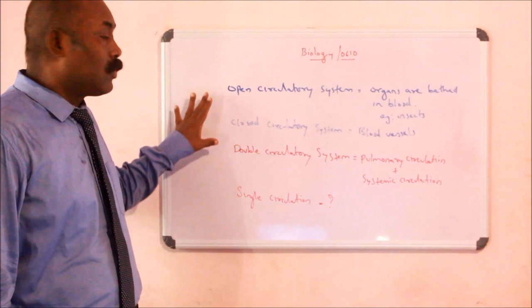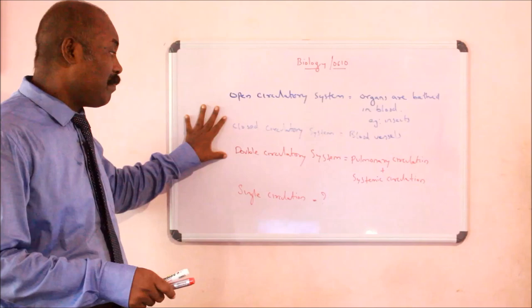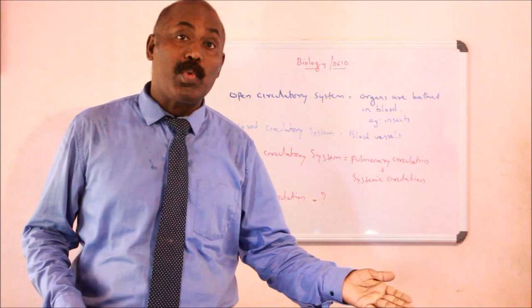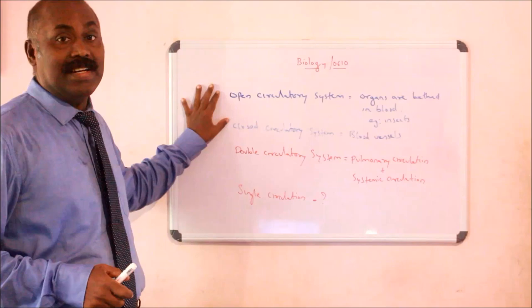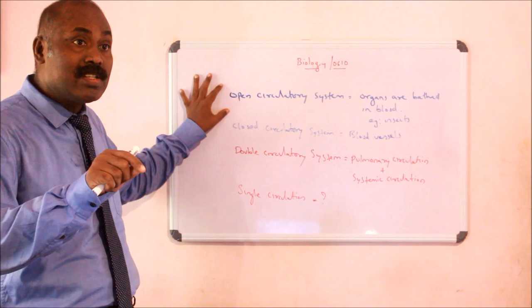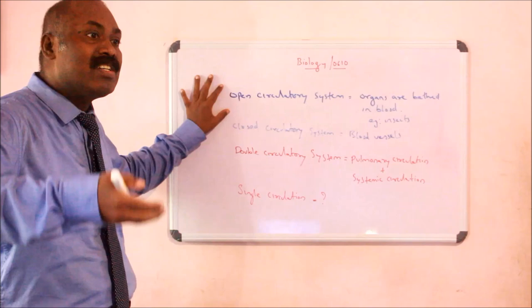So now we know what is meant by open circulatory system, closed circulatory system, double circulatory system. Now we are going to see the difference between double circulatory system and single circulatory system. Open circulatory system, I told you, organs are bathed in blood. Those organisms have a tubular heart with walls. When it contracts, blood is pumped into the organs, and when the tubular heart relaxes, the blood enters the heart. Like that, the circulation goes on.